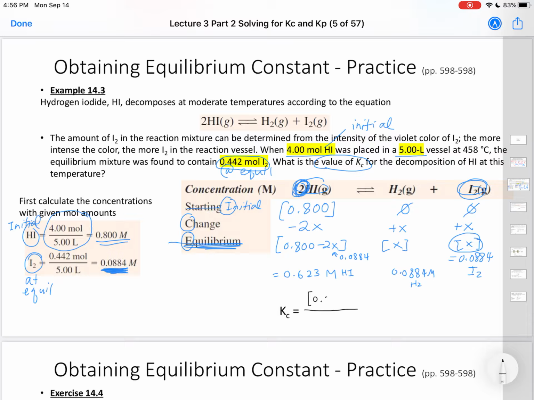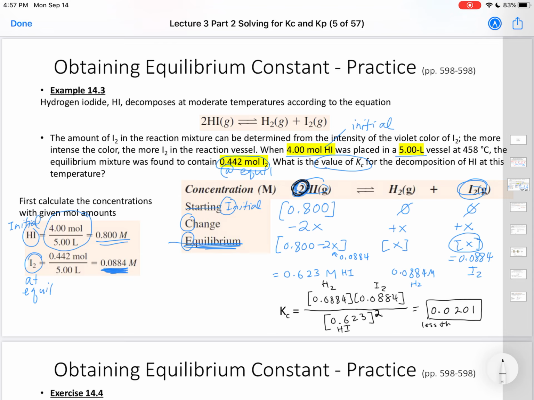So really, Kc is going to be 0.0884 times 0.0884. This is the H2, this is the I2. Divided by HI, which is 0.623. This is the HI. And remember it is squared, because of this 2 here. So if you do all of this, it comes out to 0.0201. And again, what does this really mean?